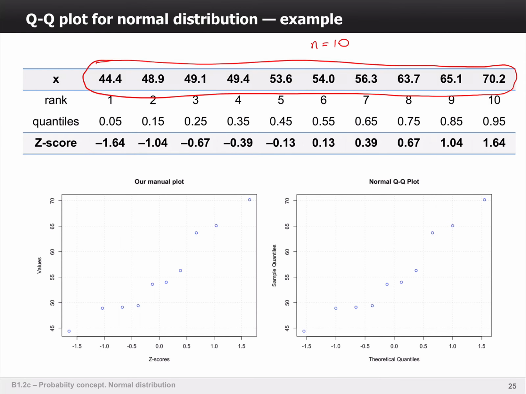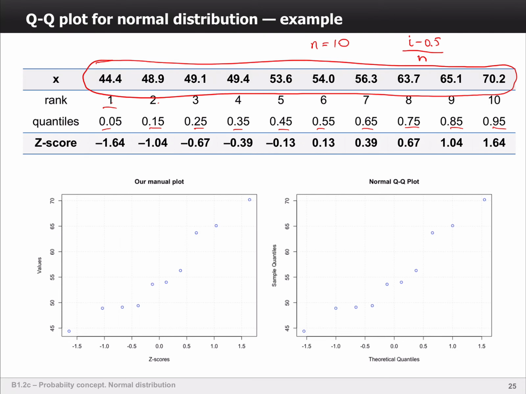Let's think about the same example: chloride in 10 glasses of water. First we need to calculate the quantiles. We have the first value, the second, the third, so we have ranks. And we know how to calculate quantiles: we just take the rank, subtract 0.5, and divide by the number of values. So if we take 1, for example, subtract 0.5, it will be 0.5. Divided by 10, it will be 0.05. So it means that we expect 5% of the values to be below 44.4. And then we just repeat this for all these ranks, so we get the quantiles.